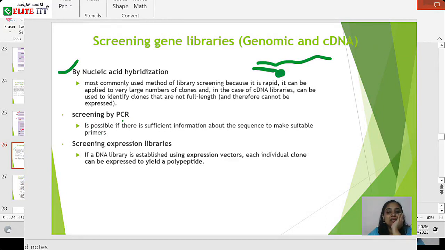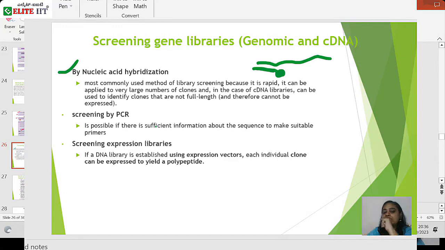Now screening by PCR, you can also screen the recombinant one by PCR if there is sufficient information about the sequence to make suitable primers. PCR screening is only possible if you know to some extent about the sequence. Then only you can construct the primer.